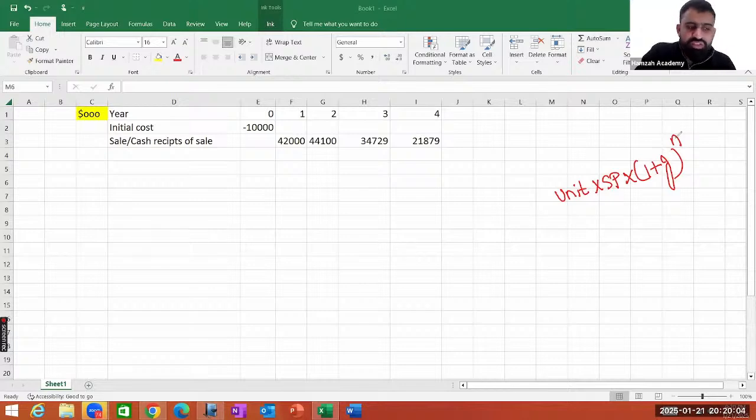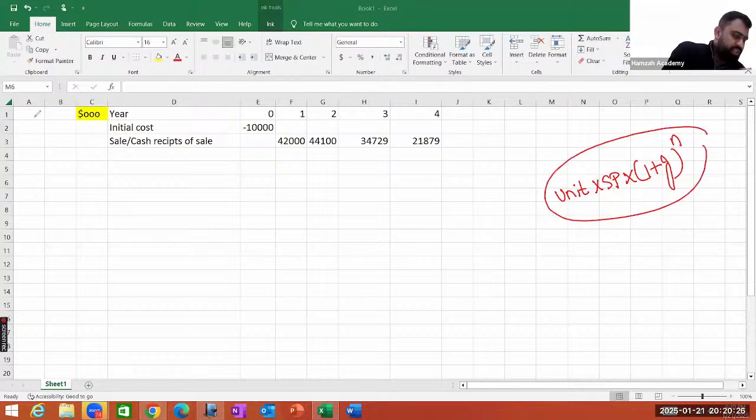Units will be given in a question, and the sale price per unit will also be given, but that would be in current price terms. 1 plus G is inflation, which is 5%, and n is the number of periods. For year 1 it will be 1, for year 2 it will be 2, for year 3 it will be 3, and in year 4, n will be 4. So this formula is what I have used to calculate the sale, or cash receipt from the sale.